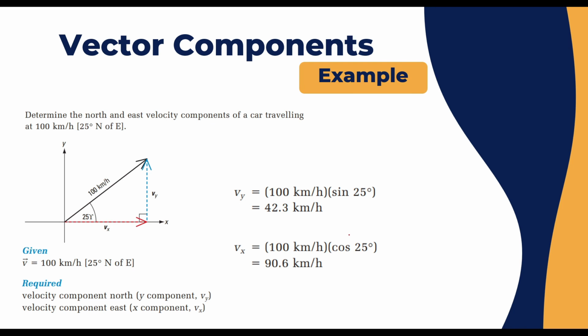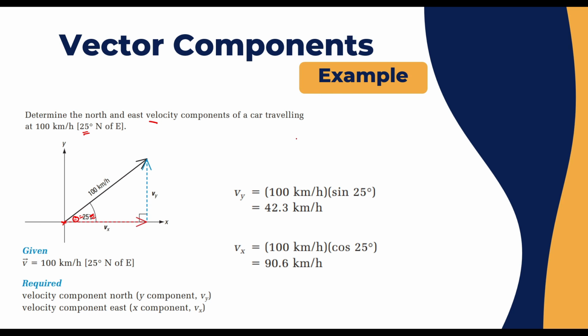Let's get a vector component example. It says: determine the north and east velocity components of a car traveling 100 kilometers per hour. So there is a car. Let's always draw a Cartesian at first. You have x and y, so you know where you're going. It's going 100 kilometers per hour with an angle that's given to you over here of 25 degrees. Forget about this sign. So you have a 25 degree angle over here. That represents theta that we talked about.